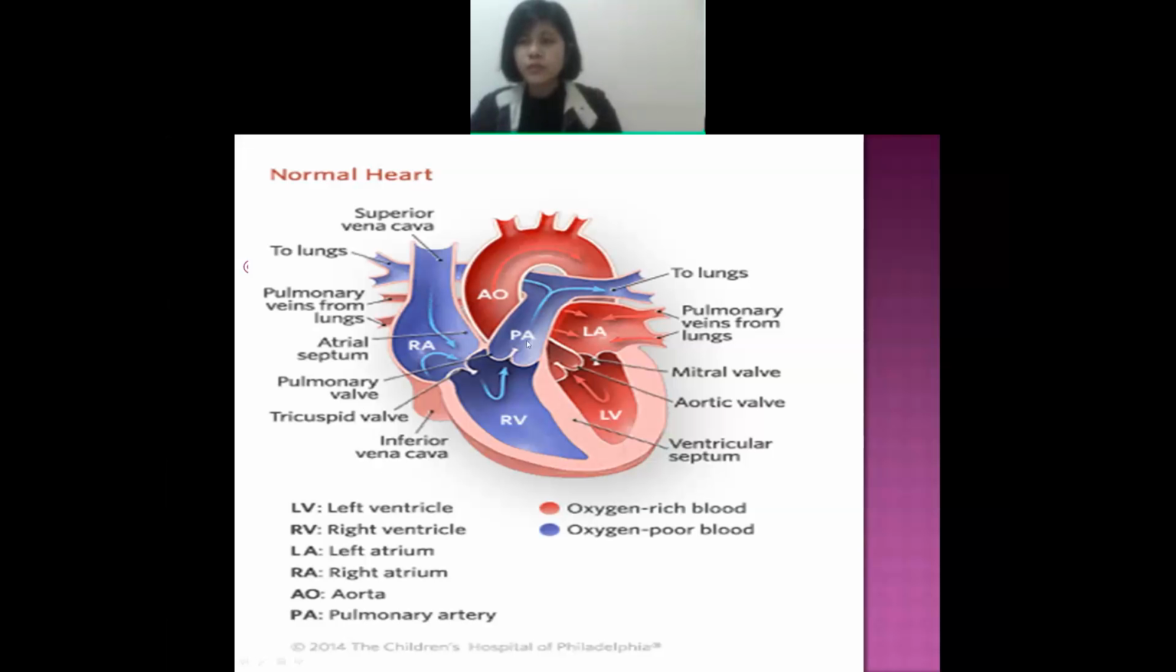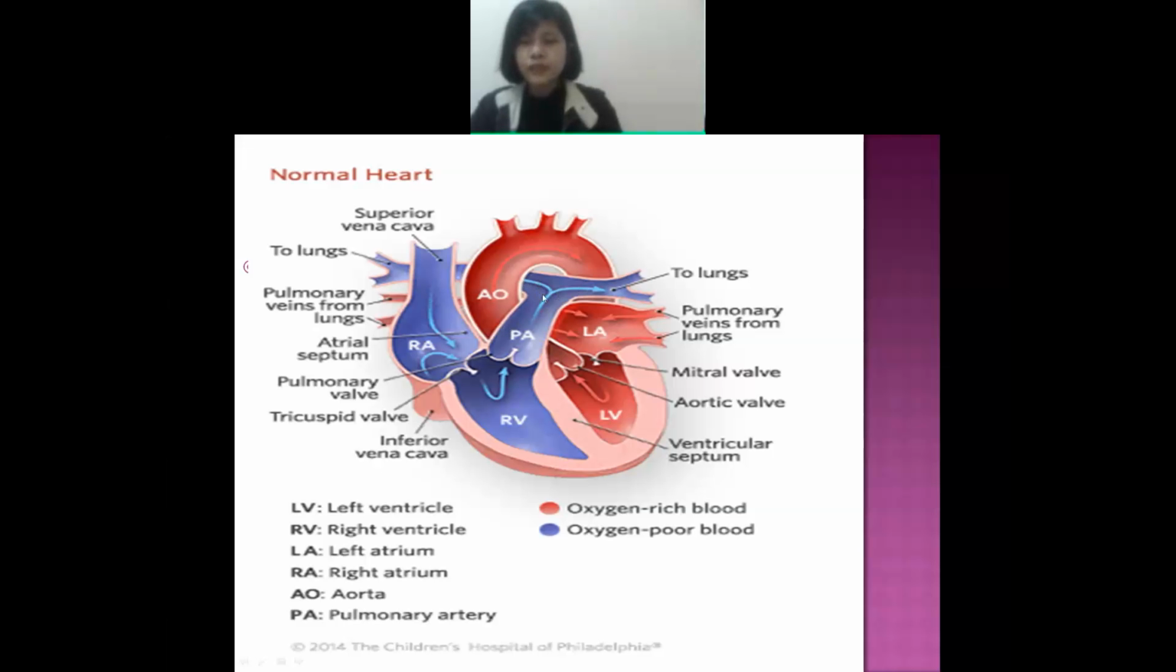Okay? So there is a door or a pathway which is known as the pulmonary valve, and this pulmonary artery is divided into two parts. That is the right pulmonary artery. You can see it, right? Right and left.